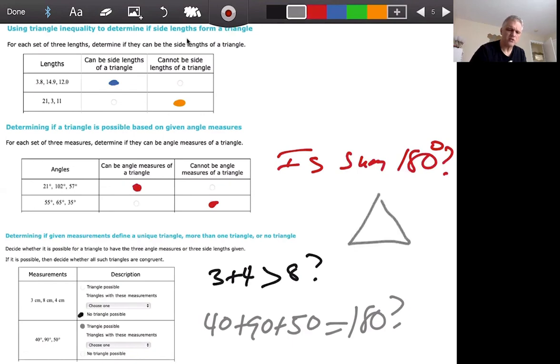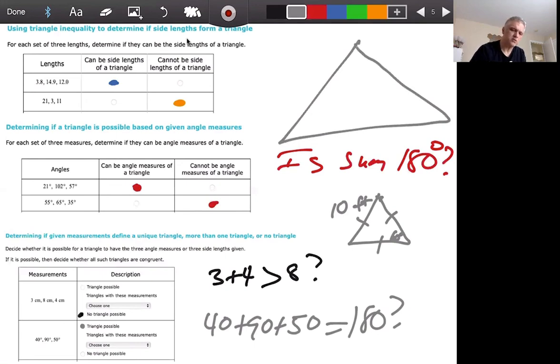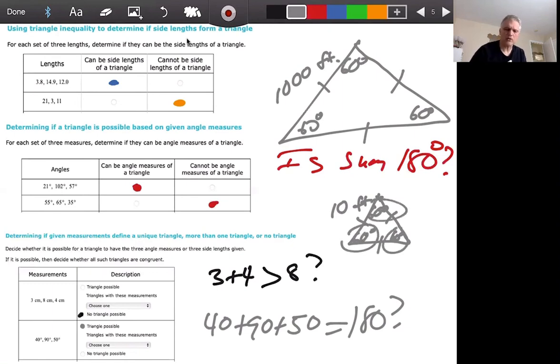If this is an equilateral triangle, let's say this is 10 feet on each side. What are the angles? Well, equilateral triangle, 180 divided by 3. Each of these angles is 60 degrees, right? Let's draw a big equilateral triangle. Let's say each of these sides is 1,000 feet. All the sides are congruent. What are these angles? They're still 60, 60, and 60. Is there only one size of a triangle that has 60, 60, and 60?